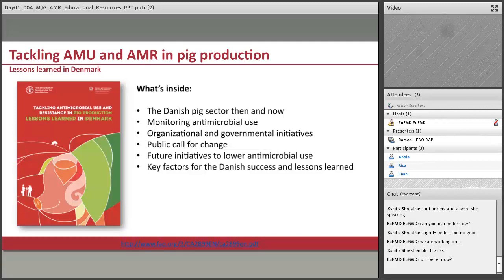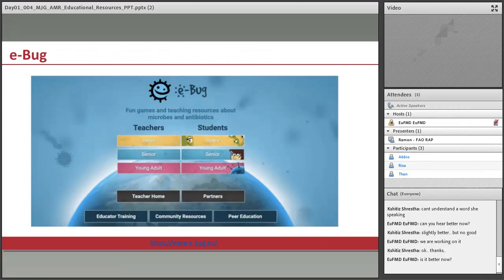And eventually you will find yourself as one of the critical stakeholders in this complex web. By doing your part, this is the way that we can address AMR from the veterinary side. So it talks about how they did it and what they have achieved, including future initiatives to lower antimicrobial use and key factors for delivering success. This is just some extra.